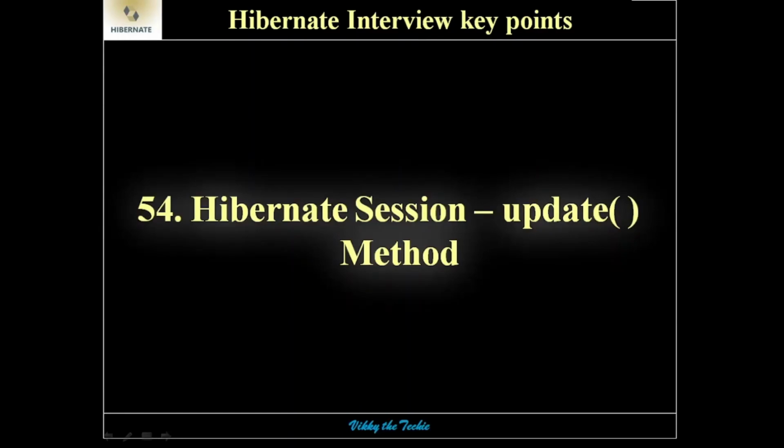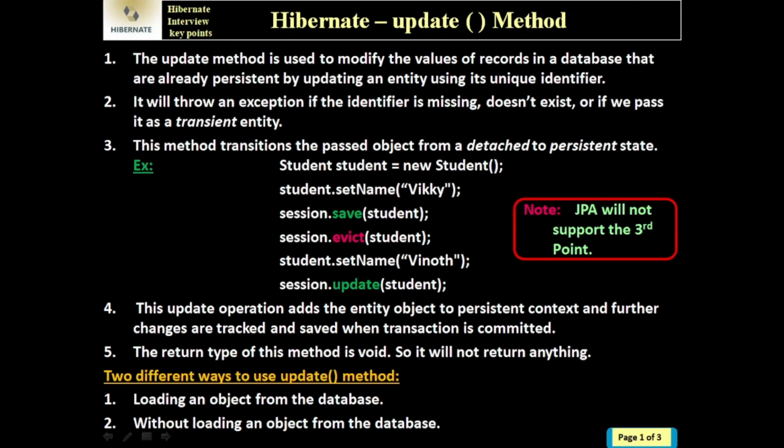Hibernate Session update method. 1. The update method is used to modify the values of records in a database that are already persistent by updating an entity using its unique identifier. 2. It will throw an exception if the identifier is missing, doesn't exist, or if we pass it as a transient entity. 3. This method transitions the passed object from a detached to persistent state.